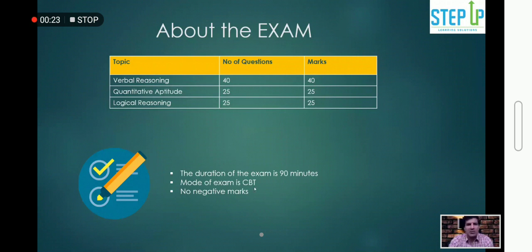It's a computer-based test. That is what CBT stands for. There are no negative marks. You should attempt all the questions in the exam.